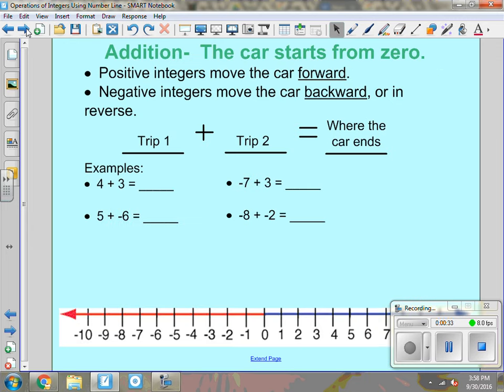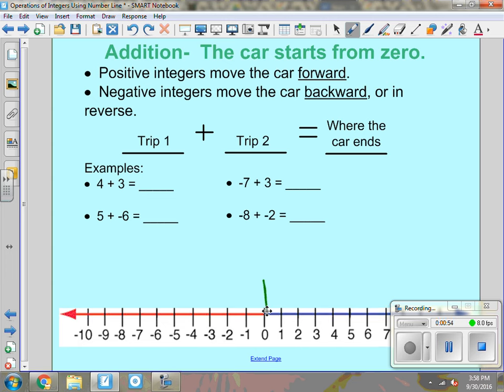Let's take a look at addition. With addition, my car is going to start from 0. So if I see an addition problem, I'm automatically going to draw myself a line at 0. If I have a positive integer, that's going to tell me that I'm going to be moving the car forward. If I have a negative integer, I'm going to move the car backwards or in reverse.